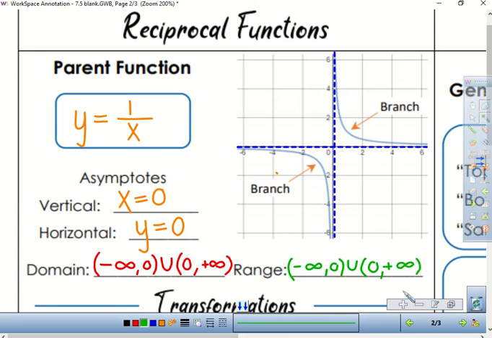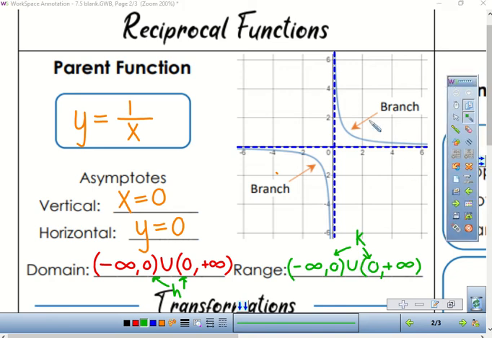The domain and range for reciprocal functions will always be this setup, where this value right here in the domain will be your h, and this value right here in the range will be your k. That's for all of the reciprocal functions in this format. If that helps you remember, that's how it's always set up. Any questions about the reciprocal functions? These are the most generic, basic form of these functions.